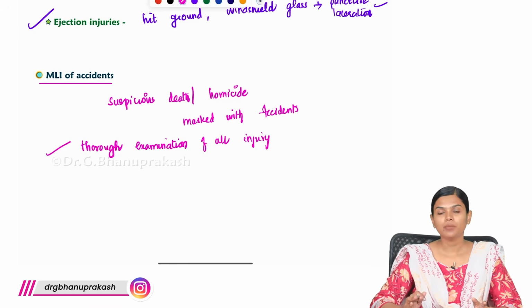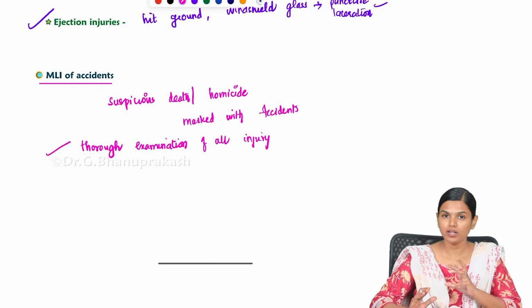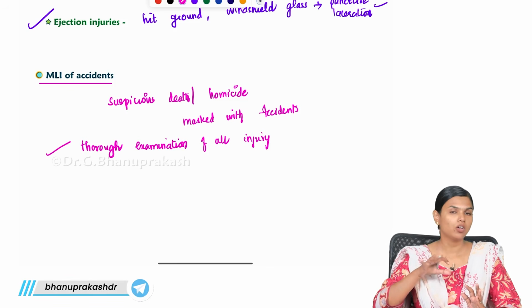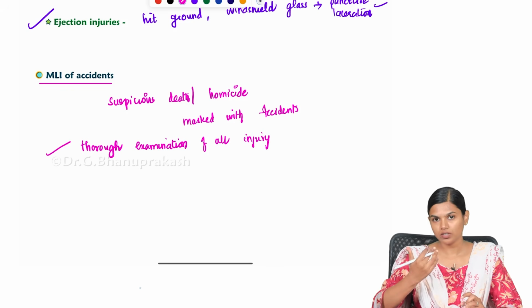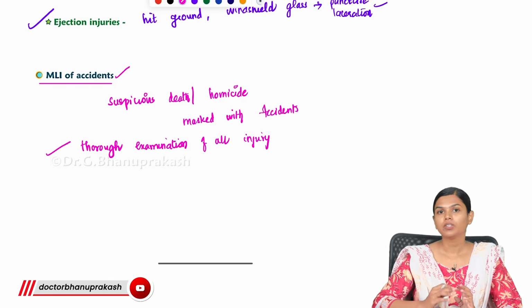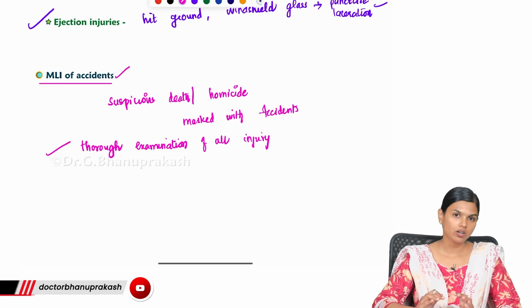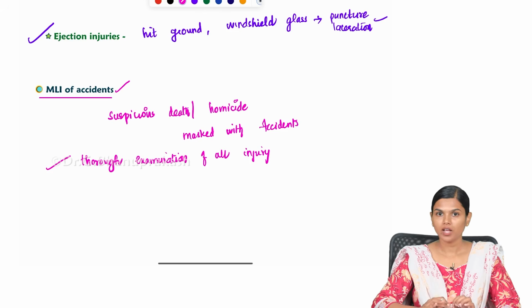If you are seeing a sharp force trauma in this case, it means you have to suspect something. So you have to correlate the injury and the history. If you are seeing a ligature mark around the neck in a road traffic accident, you have to definitely think of something like strangulation. You have to have the suspicion. So this is the medico-legal importance of accident. Sometimes homicide will be masked by looking like an accidental death, and this is a very, very important practical aspect. So with this, we are concluding this chapter of regional injuries, and thank you for watching.